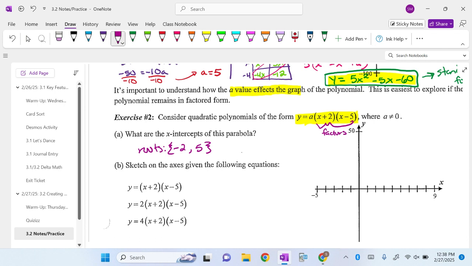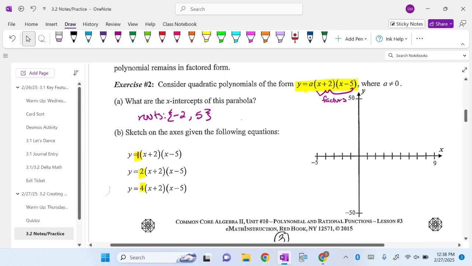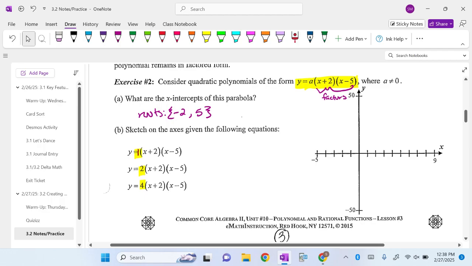Now, let me ask you this. What do you think the difference is between these three? This is a review on transformations. So we're multiplying an a value out here, and the a value outside this one is just 1. What happens when you multiply a whole number outside of the brackets? It's a dilation, but what happens to the graph itself? Does it stretch or compress? It stretches, or it gets thinner or wider.